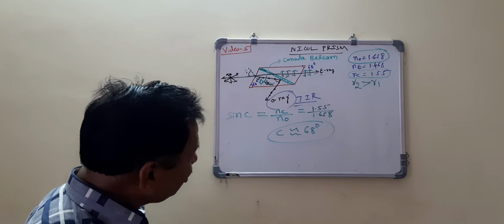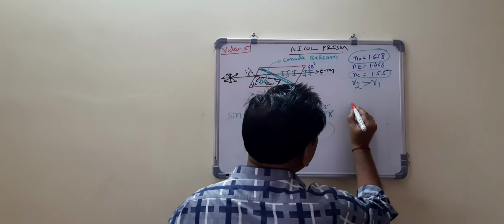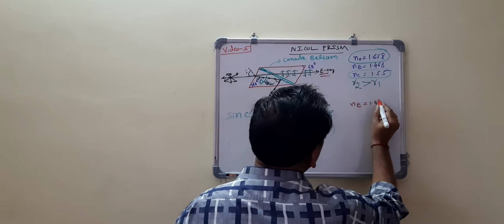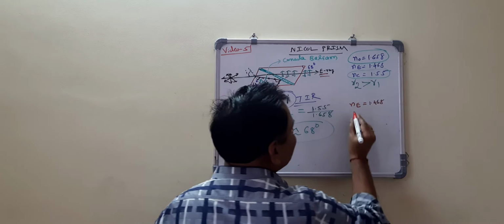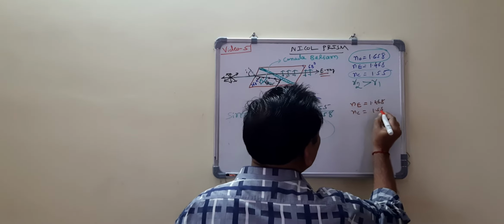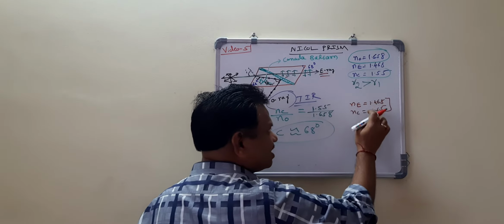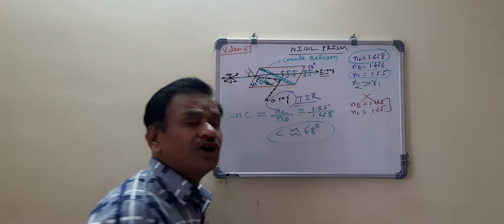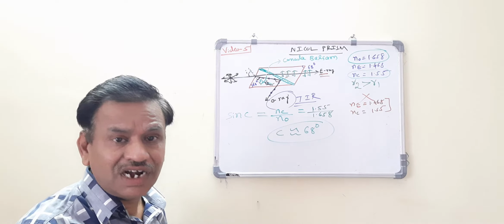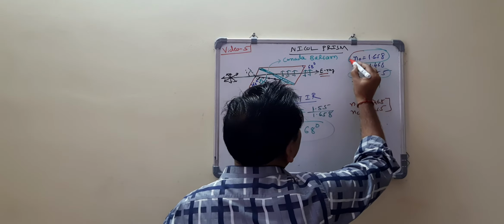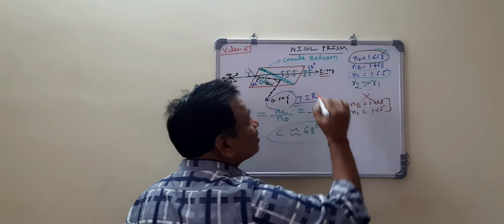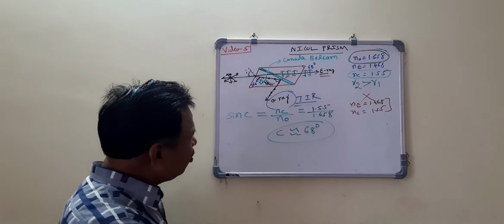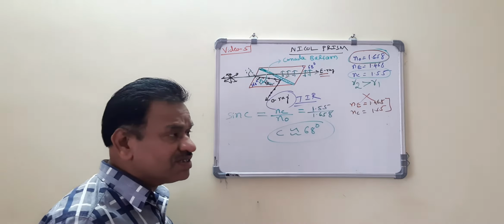But you would ask the question, why not for the emergent ray? For the E ray, it is 1.468. Emergent ray is the E ray. And here NC equals 1.55. Here, this is the rarer and this is the denser medium. So it will not satisfy the condition of total internal reflection. The condition is satisfied only for the ordinary ray here, not for the extraordinary ray.